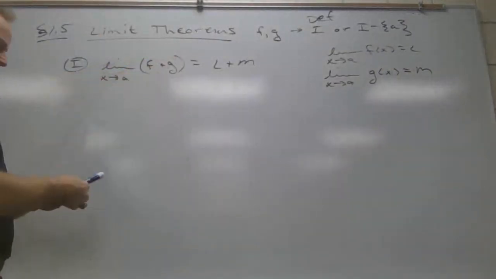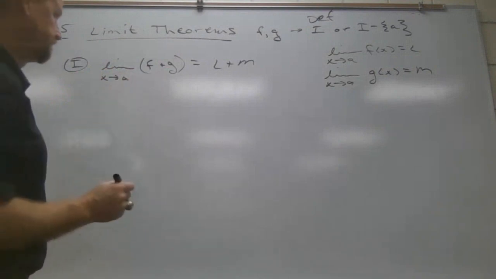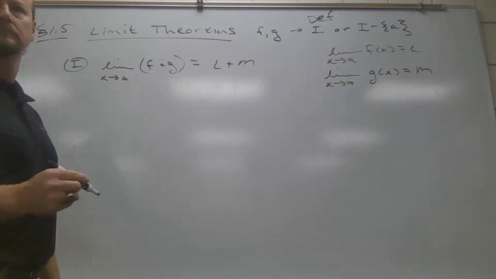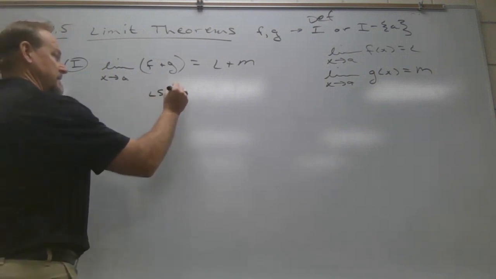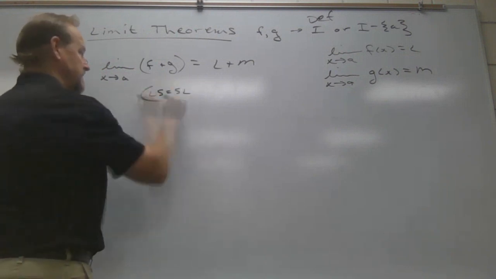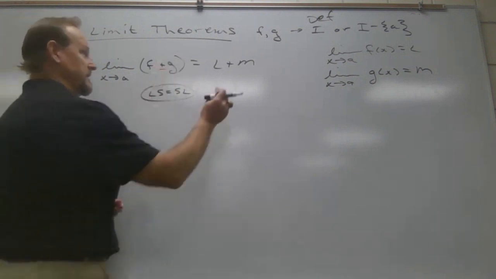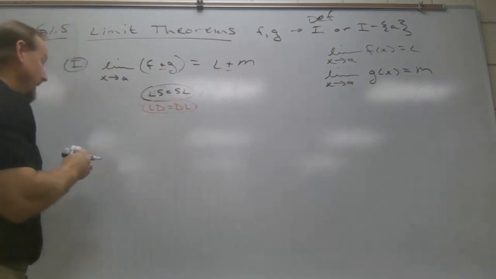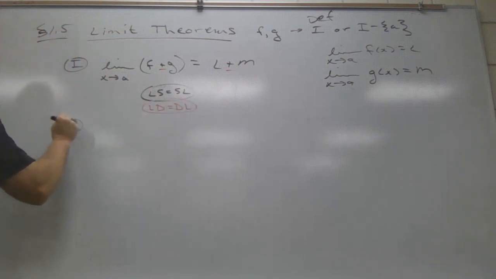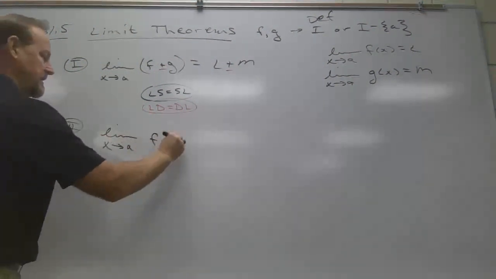We also had, and how did we say that? What was the lingo for this? We had an abbreviation. Remember? Limit of the sum is the sum of the limits. So this is how we denote that. We also had the limit of the difference is the difference of the limits, right?